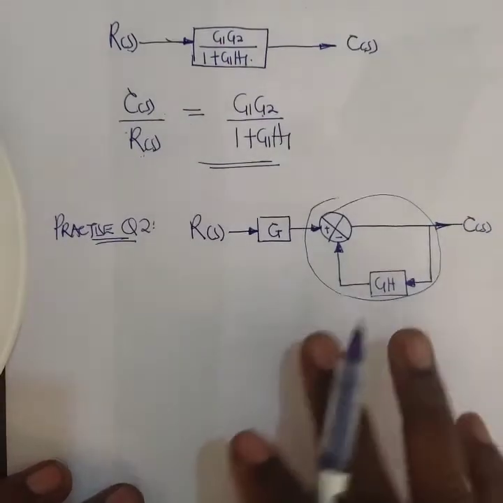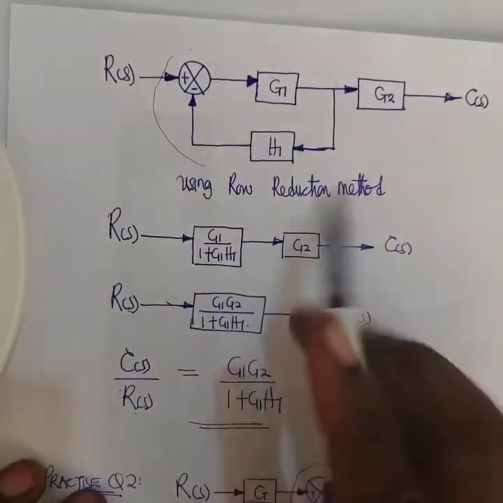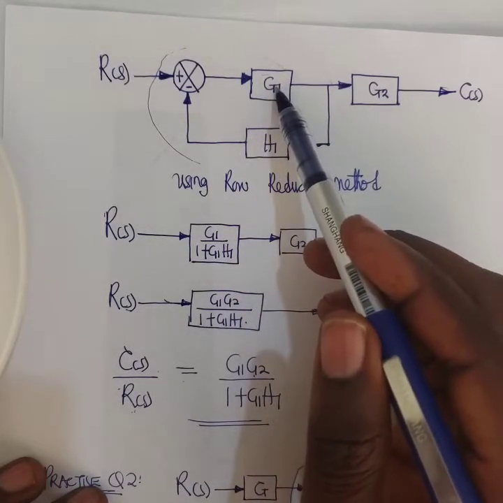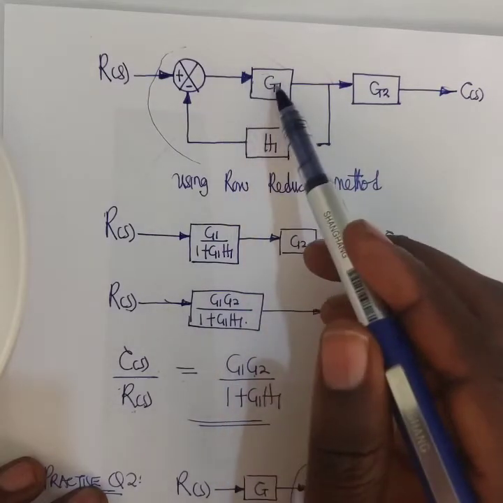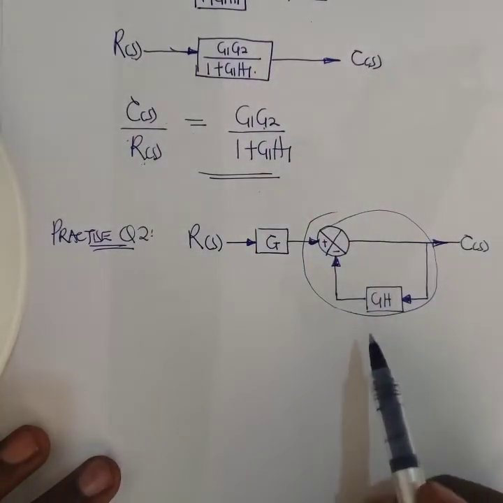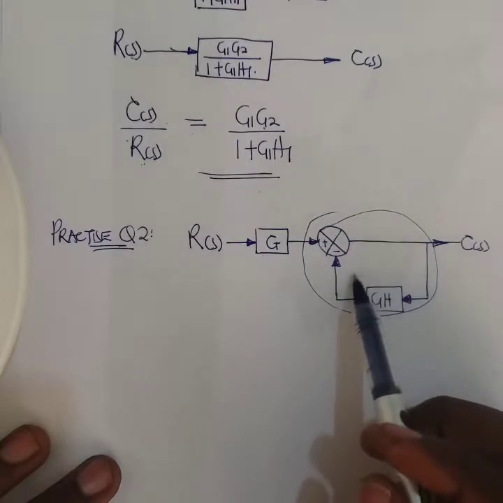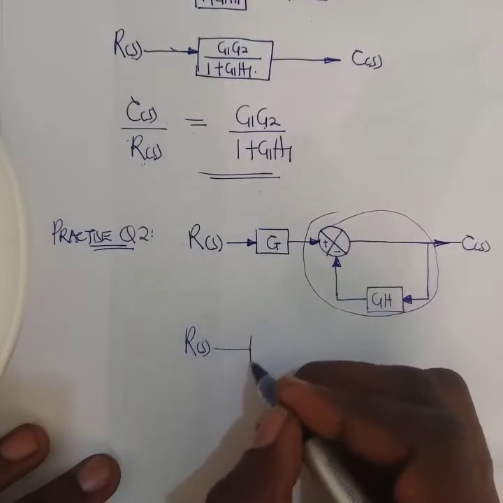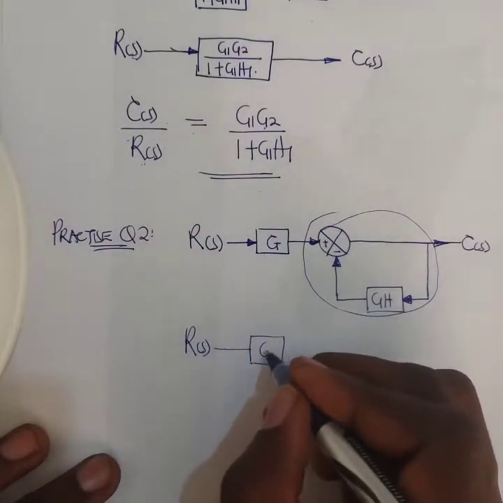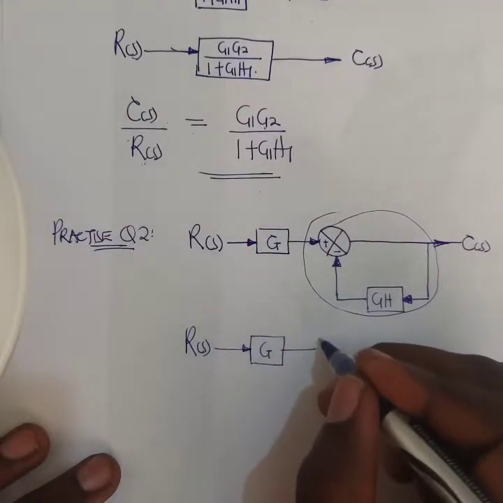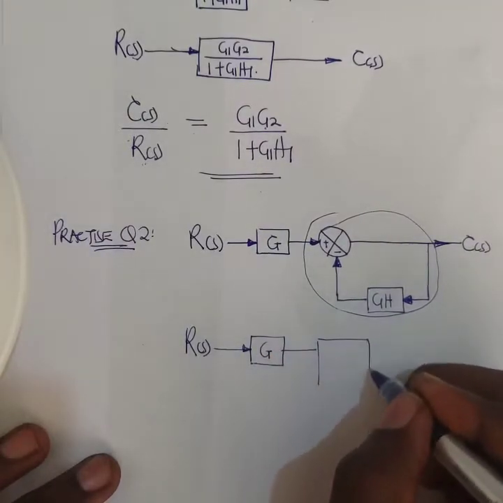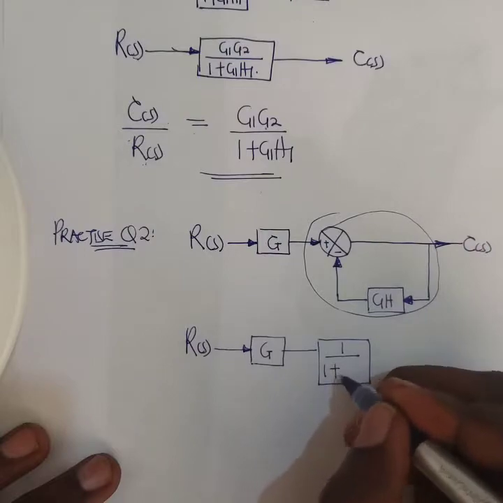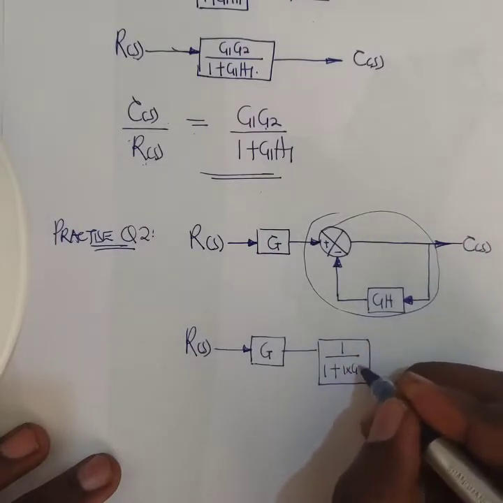And if I should reduce this one, just like I said for this, we are going to be having G1 all over 1 plus G1 H1, because there's an element here. But if there is no element in this top, just like we have for this, we can easily say 1 all over 1 plus GH1. So I'm going to be having my R(s). I have my forward path element of G. Then this can easily be reduced to something like this. We call this 1 all over 1 plus 1 times GH.